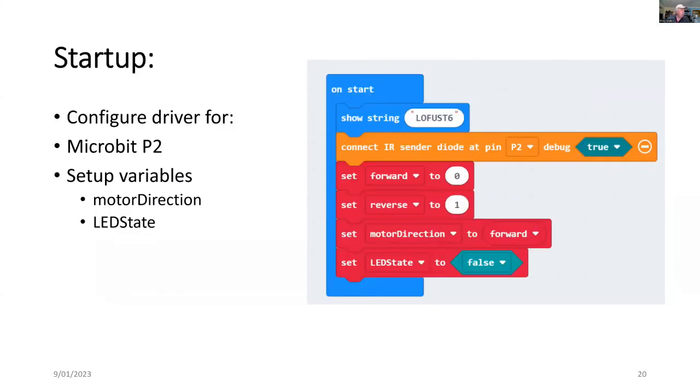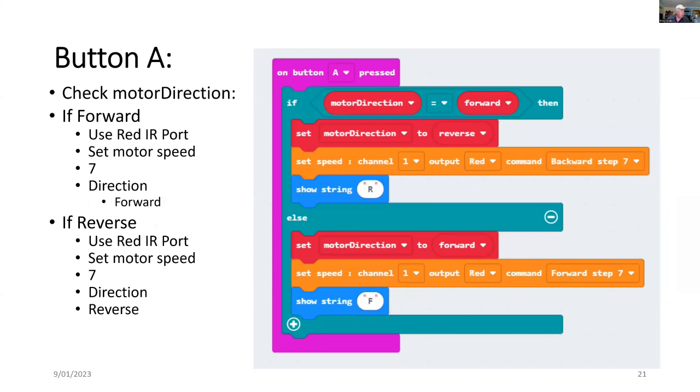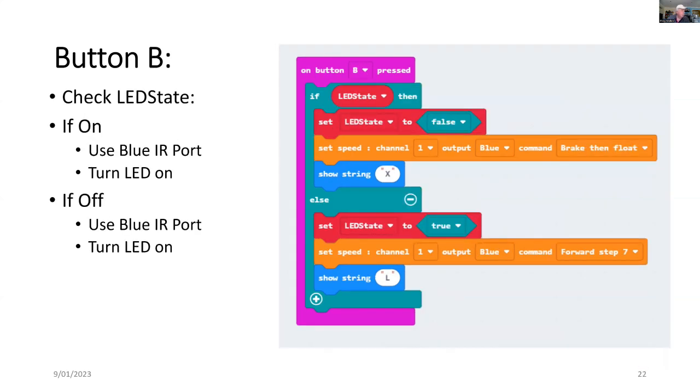On startup, we configure the driver for micro:bit on port 2, and we set up the variables, motor direction and LED state. So when we press button A, if it's forward, we use the red port and we set the motor speed to 7 in a forward direction. And if it's in reverse, we use the blue port. That should be blue. And we just reverse the direction.